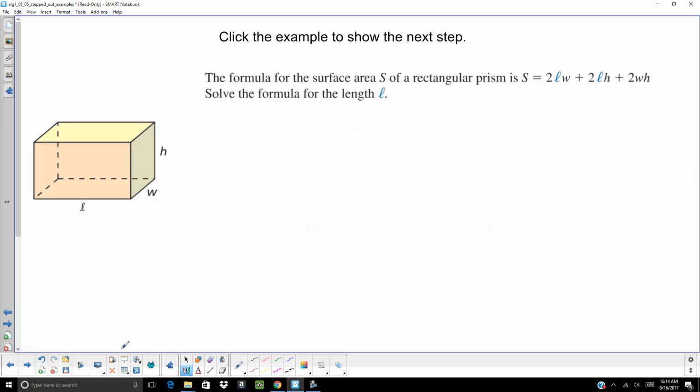All right, let's go ahead and do a word problem. It's kind of a word problem. So we've got the formula for surface area of a rectangular prism. Surface area is you find the area of all 6 sides, and then you add it up. So on this one, we want to solve for the length, the L. And if you notice, the L is in blue, so we're going to move everything else around it.